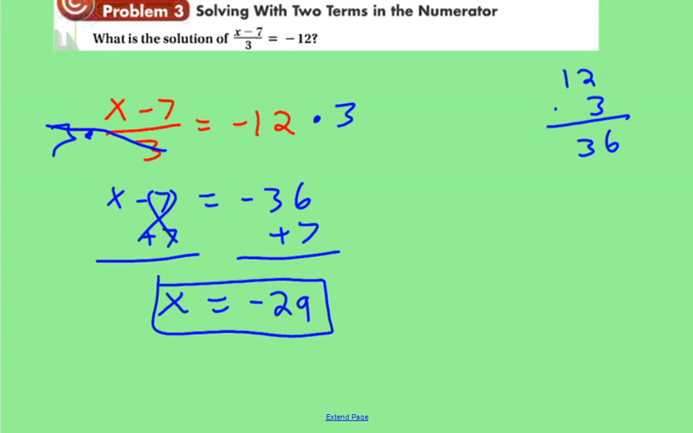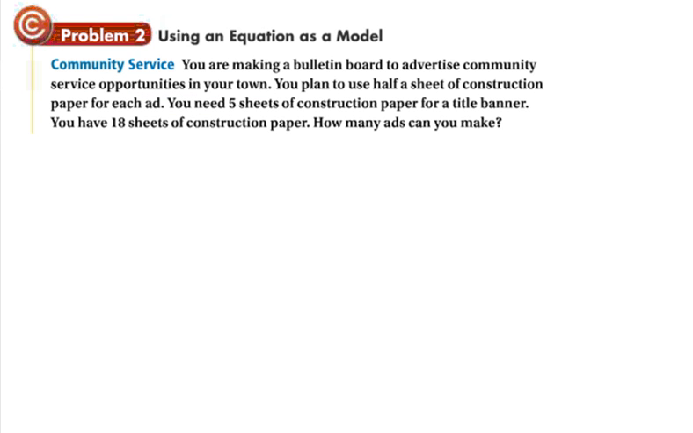I do have one last problem that I'd like you to think about. See if you can figure it out. The hard part is writing an equation for it. The easy part, hopefully, will be solving it, since we've just worked on solving. It says community service. You are making a bulletin board to advertise community service opportunities in your town.